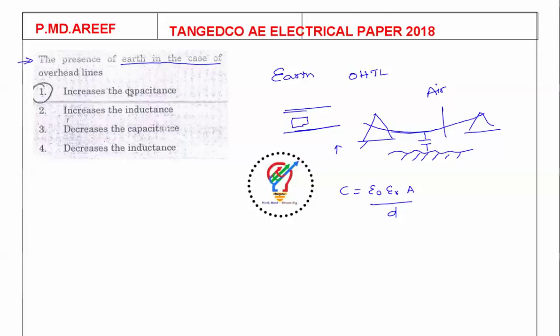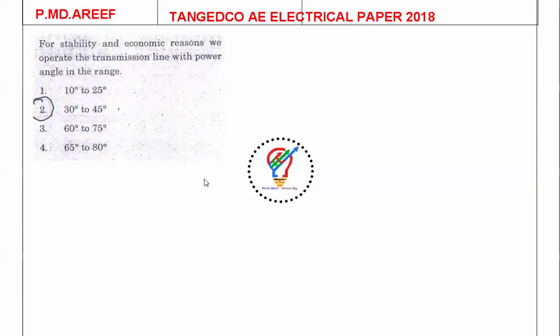Okay, so the presence of earth in case of overhead lines. So presence of earth means this is nothing but a conducting body here. So top and bottom, automatically it's going to increase the capacitance, right? Next question from the power systems.